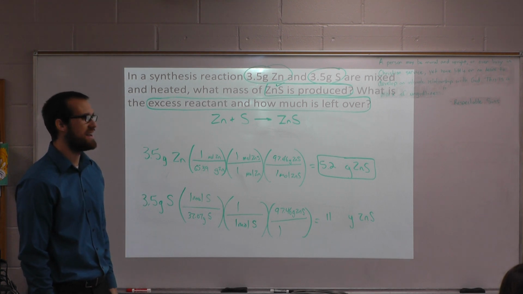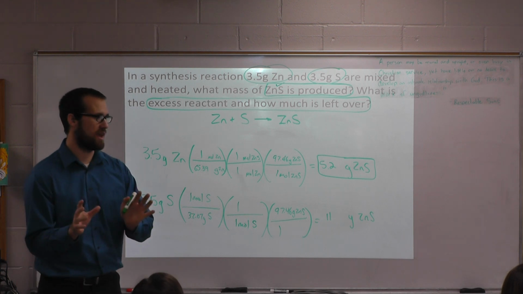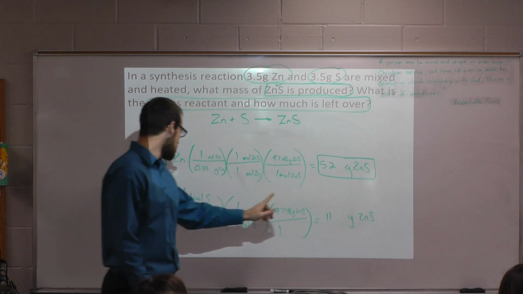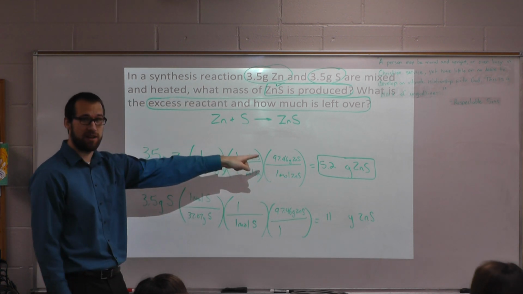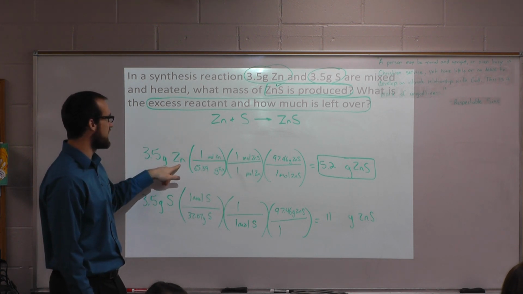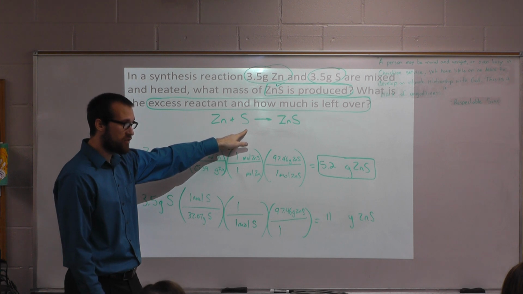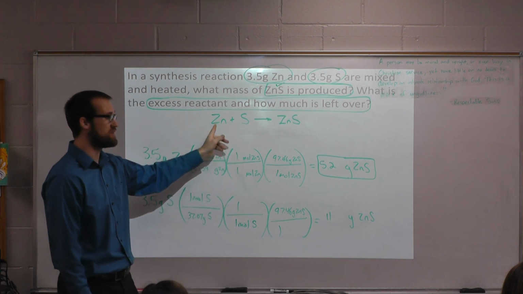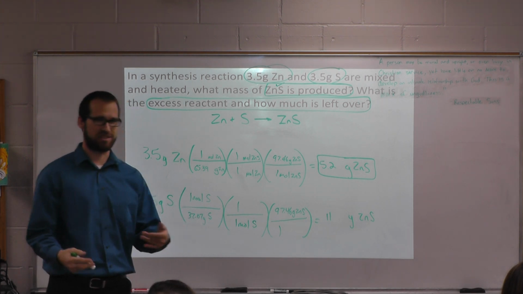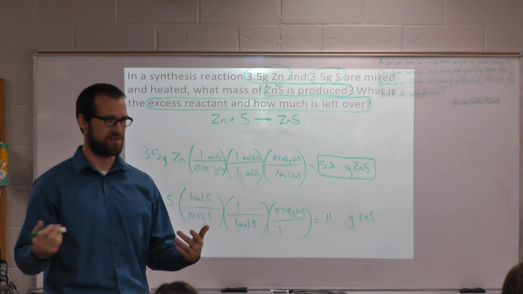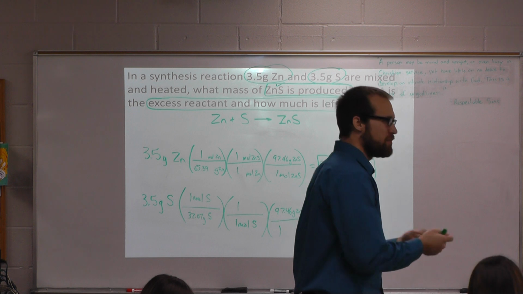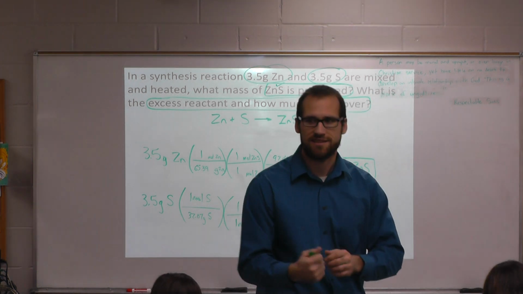No. To find excess, there's a ton of ways to do this. You can work backwards and figure out how much of this you would need to produce that much. You could start with 3.5 grams of zinc, and solve for sulfur to figure out the correct amount of sulfur that you would need to react with zinc. There's a variety of ways to do this. I usually just say this, and you may want to write this down. When you're trying to find the excess, start with your limiting reactant and solve for your excess reactant.